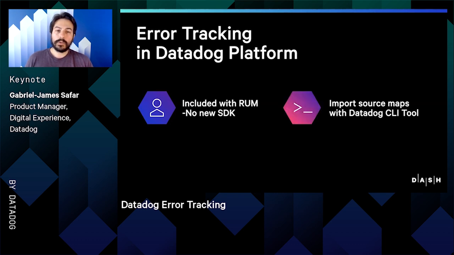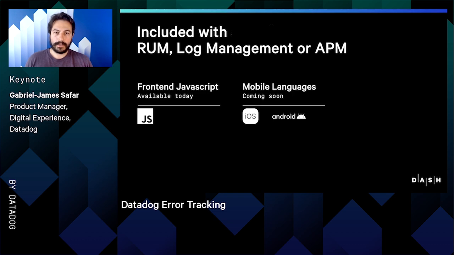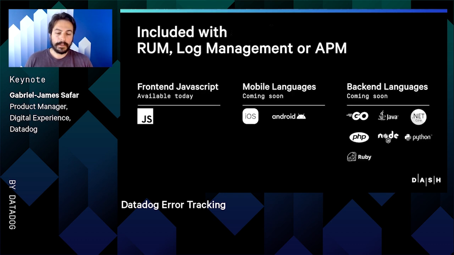It means you won't have to install a new SDK or maintain a new agent. Error Tracking will take the errors that you already sent to Datadog, group them, and help you extract meaning out of them. Datadog Error Tracking is available for front-end errors already and will be available for mobile errors and crashes and server-side exceptions by the end of the year.